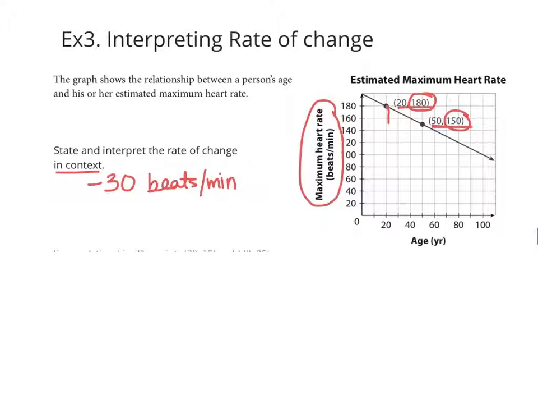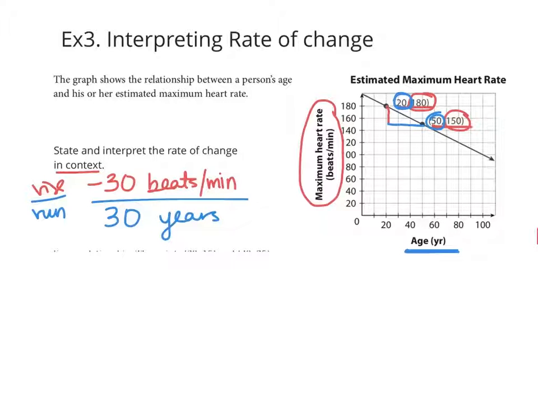And then, like I said, we're going to do rise first, just like we normally would. And then we're going to interpret run. And here if I run, I'm running from 20 to 50, which is a run of 30. And if I look on the x-axis, I'm counting years.